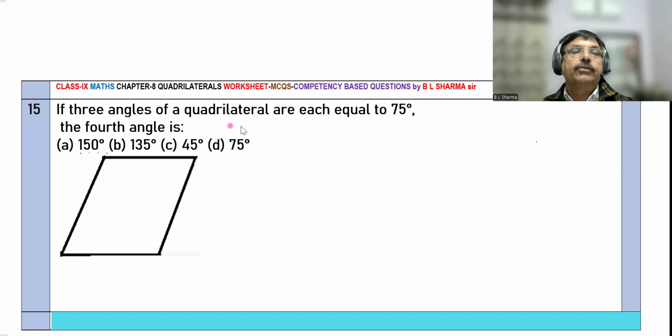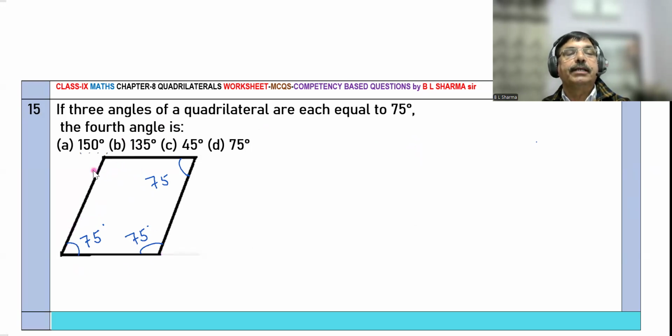The three angles of a quadrilateral each are of 75 degree. The fourth angle is, we know, the sum of four angles of a quadrilateral is 360 degree. This angle is 75 degree. This angle is also 75 degree. Three angles are 75 degree. Sum of four angles of a quadrilateral is 360 degree.